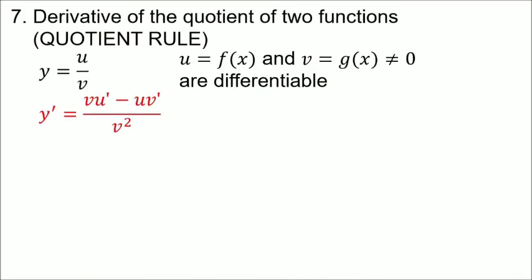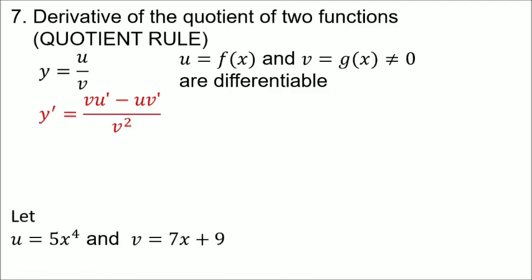Okay? Rule number 7. Derivative of the quotient of two functions. So this is very known as quotient rule. We have y equals u over v, where u is the function of x, v is also the function of x, and it must not be equal to 0, yung ating denominator. Kundi, magiging undefined siya. And u and v must be differentiable, meaning pwede makuha yung kanilang derivatives. Now, the derivative of this quotient is this one. Y prime equals v times u prime minus u times v prime all over v square.